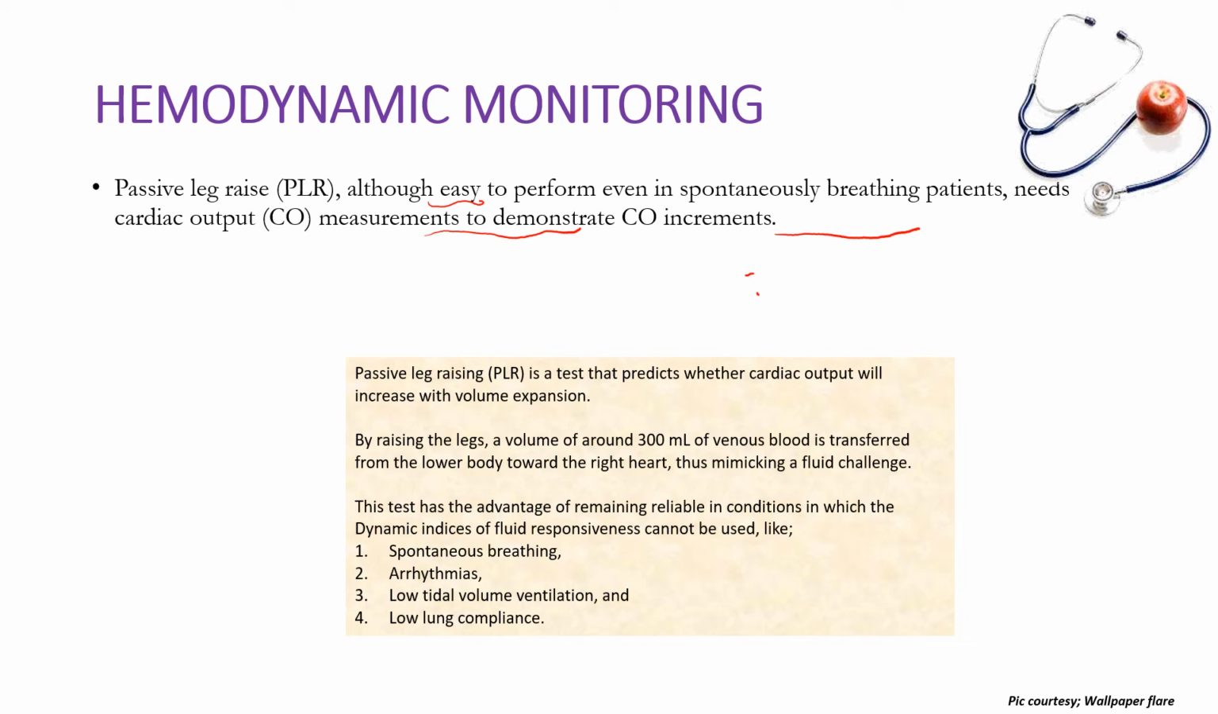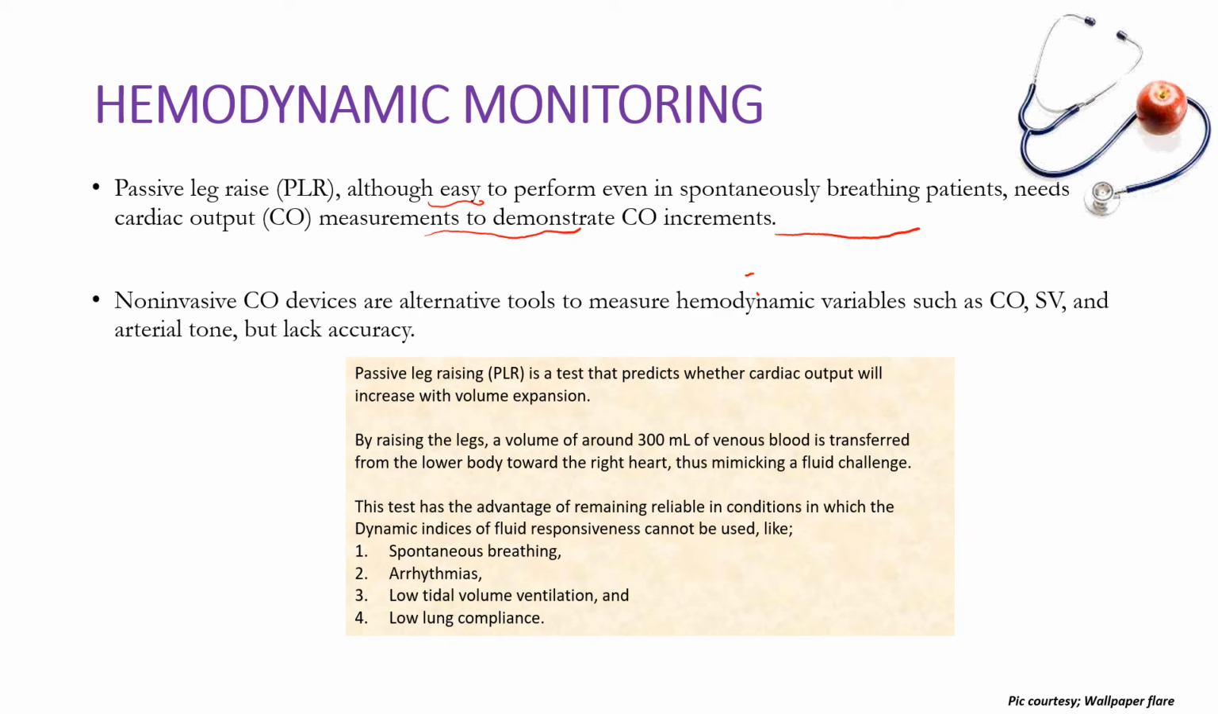suddenly. So this test has the advantage of remaining reliable in conditions when the dynamic indices cannot be relied upon, like patients with spontaneous breathing, arrhythmias, low tidal volume ventilation, and low lung compliance. Also, non-invasive cardiac output devices are alternative tools to measure hemodynamic variables such as cardiac output, stroke volume, and arterial tone, but they lack accuracy to a great extent.